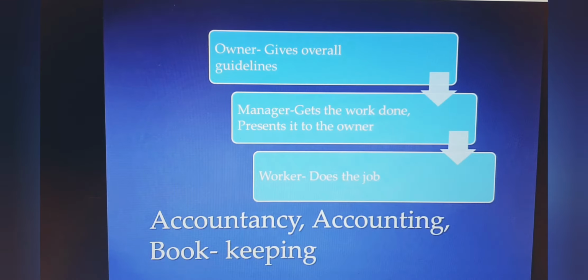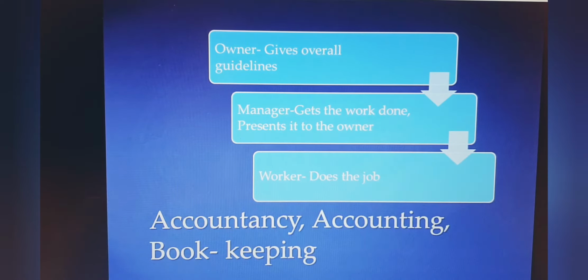He gives certain overall guidelines. These guidelines are very important. This gives you a bigger picture. What is the objective of the business? Where do we have to go? What are the goals? Okay? What targets are there to achieve? The owner tells this. Whom does he tell? The manager. He passes it on to the manager. Now it is on the manager to get the work done.